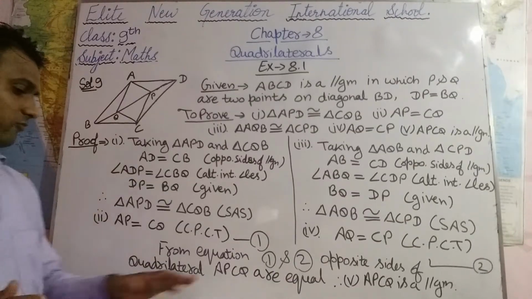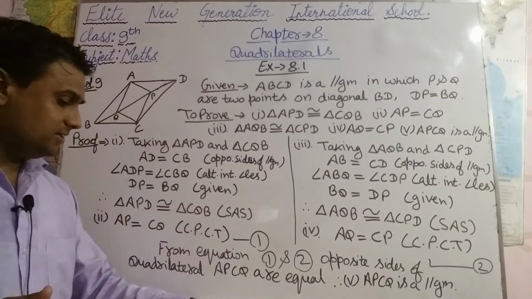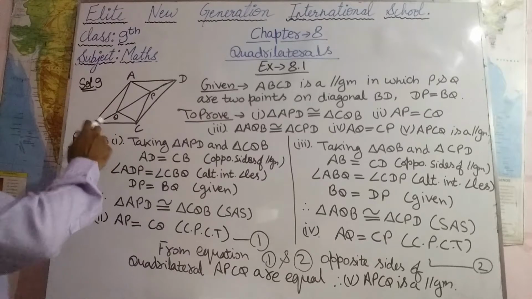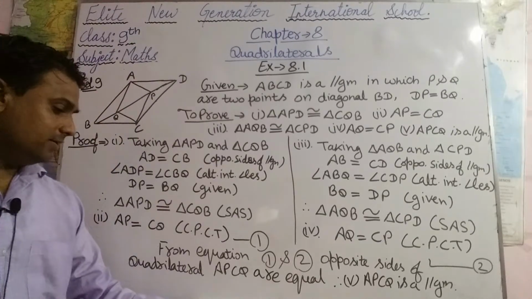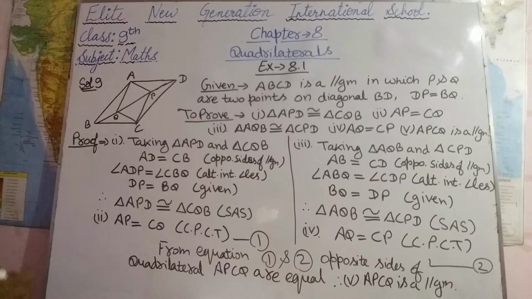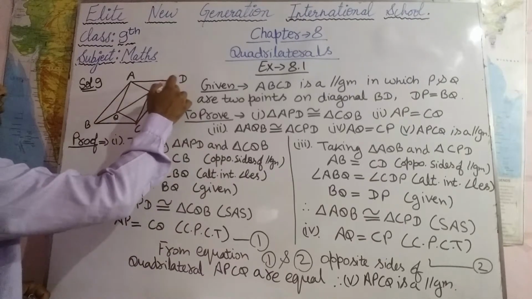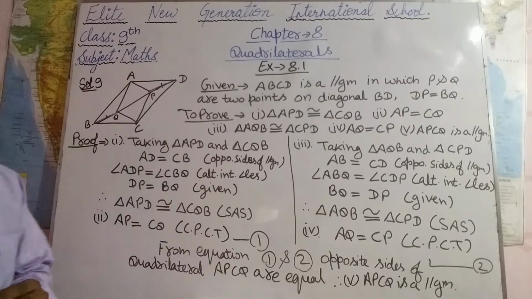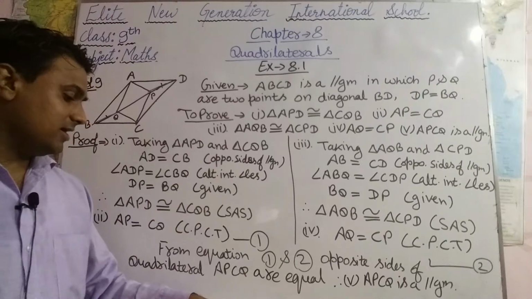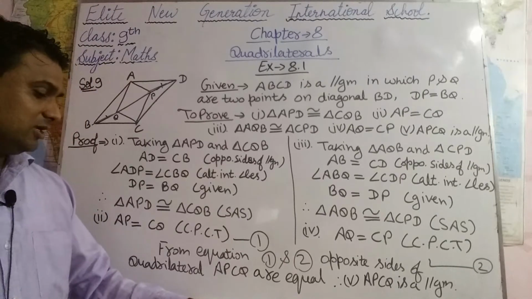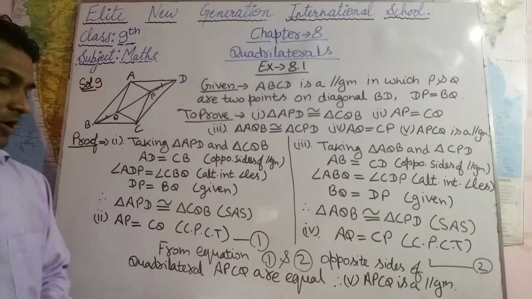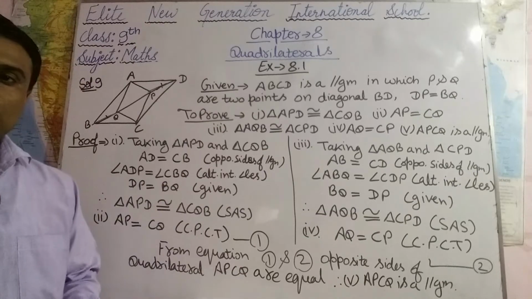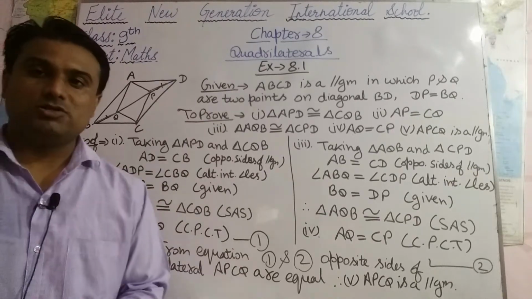So in question number 9, we have in parallelogram ABCD, 2 points P and Q are taken on diagonal BD, such that DP equals BQ. These two sides we have been given. Now here we have to prove these 5 things. So what are these 5 things? Triangle APD congruent to triangle CQB, AP equal to CQ, triangle AQB is congruent to triangle CPD, AQ equal to CP, and APCQ is a parallelogram.